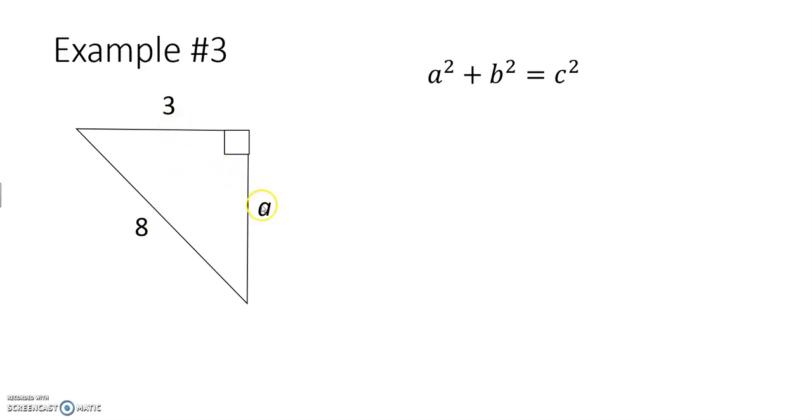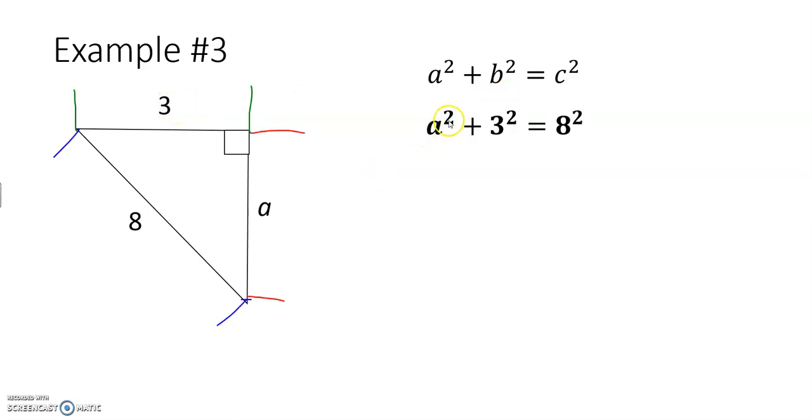So again, what we're going to go ahead and do is take the two values that we do know and plug them in. So which one of these letters will we plug 8 in for? We have to plug 8 in for C because C is always the hypotenuse. So we're going to go ahead and leave A as A, and that means we're going to go ahead and plug 3 in for B.